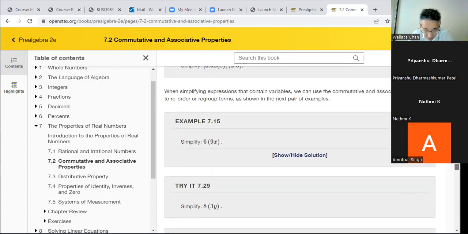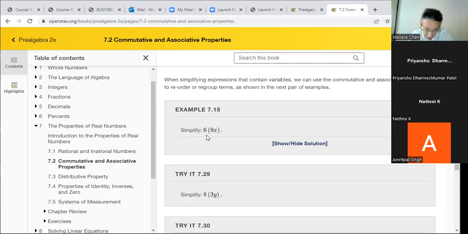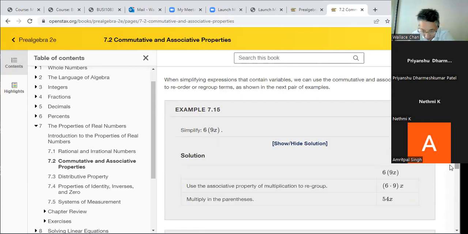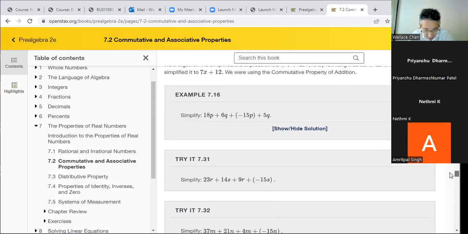And now simplify this one. Yeah, 6 times 9 is 54. So it's 54x. Very good. And how about this one? Now see if there's anything you can do.